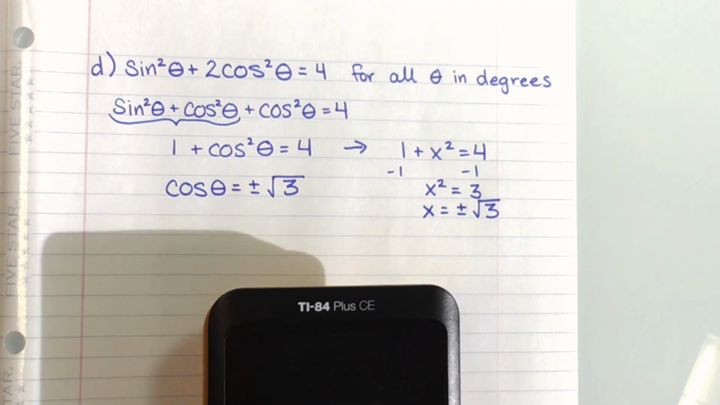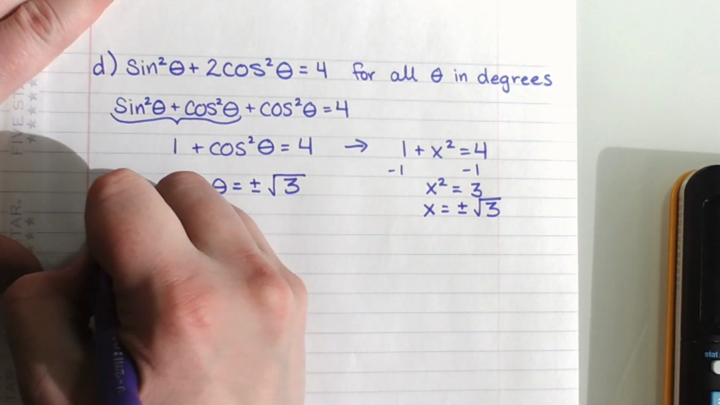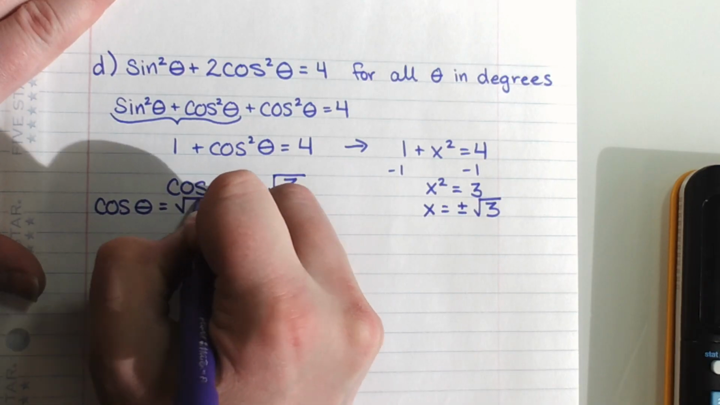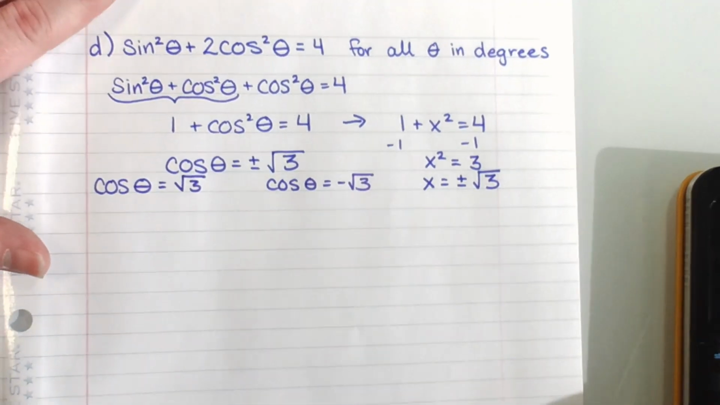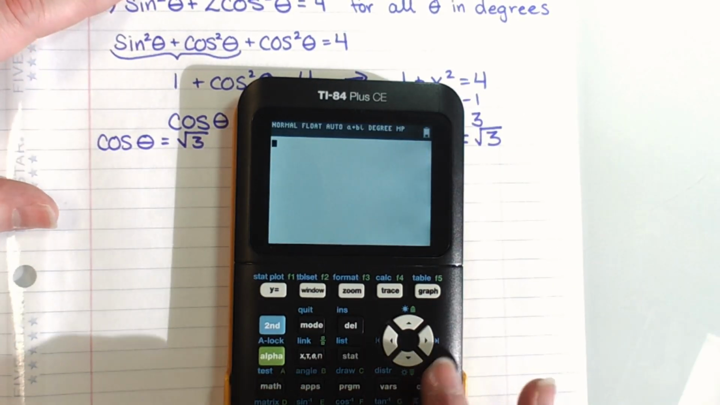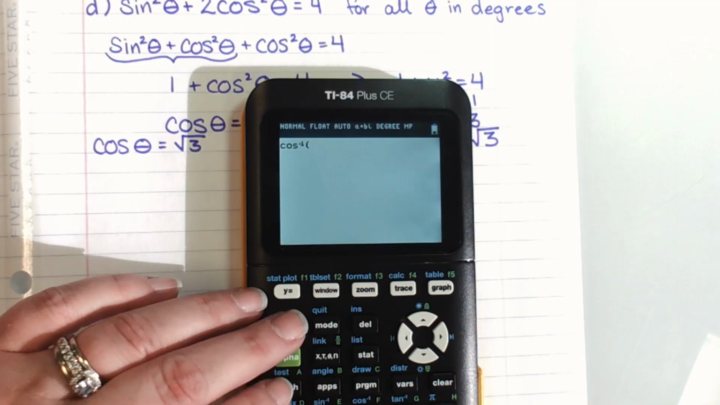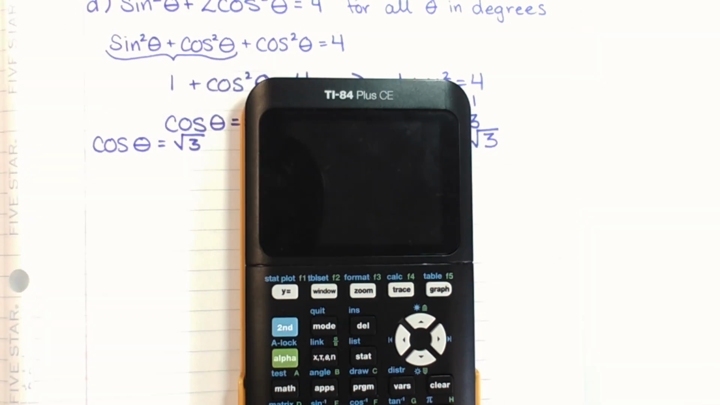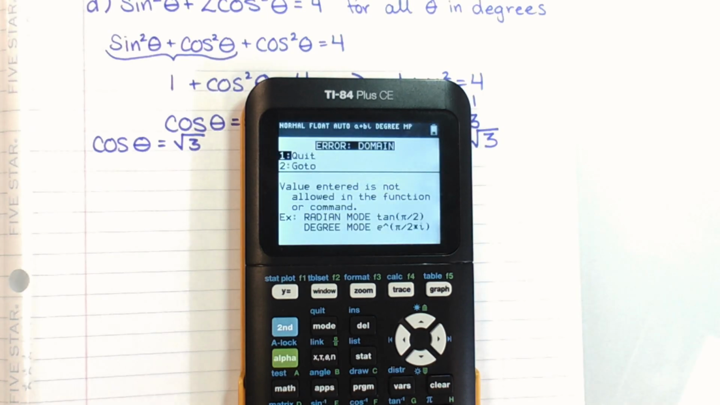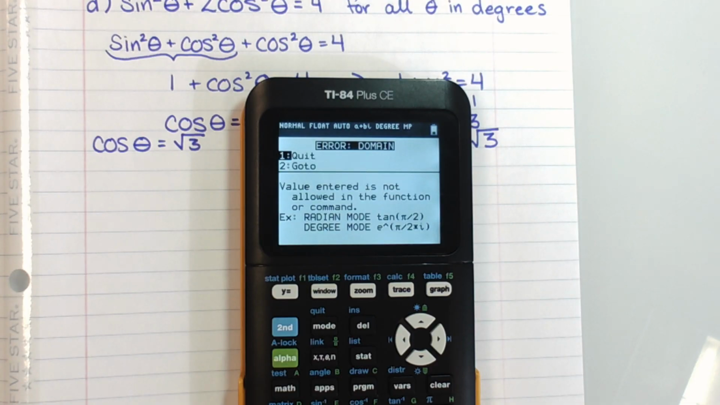Treat the positive and the negative as two separate equations. Cosine theta is equal to square root of 3. Cosine theta is equal to a negative square root of 3. I can do inverse trig. I can do calculator inverse trig still. Inverse cosine square root of 3. This is not an angle on the unit circle. That does not mean that it doesn't work, but I did inverse trig in my calculator, and does it work?